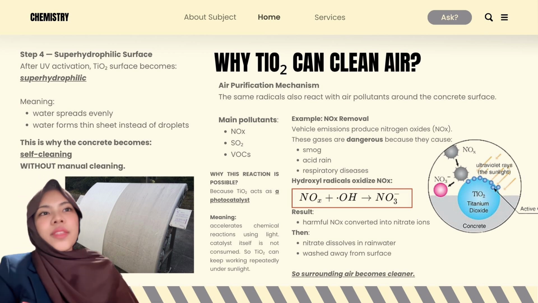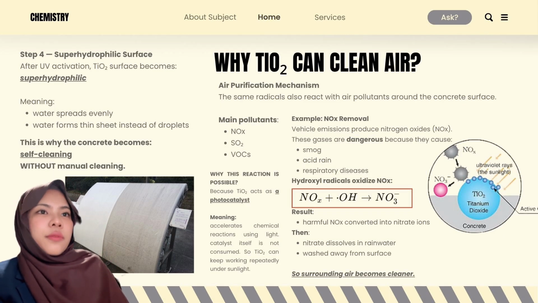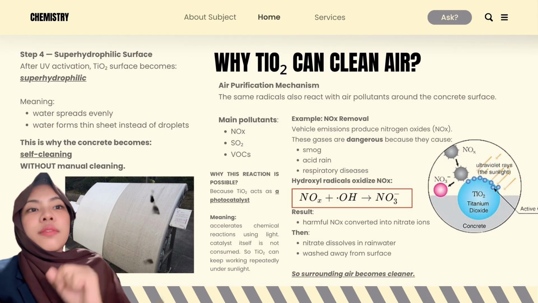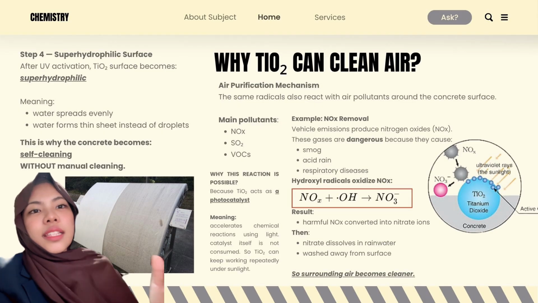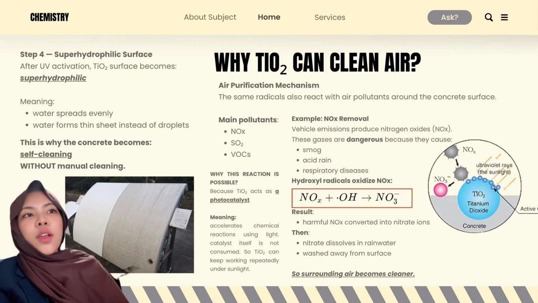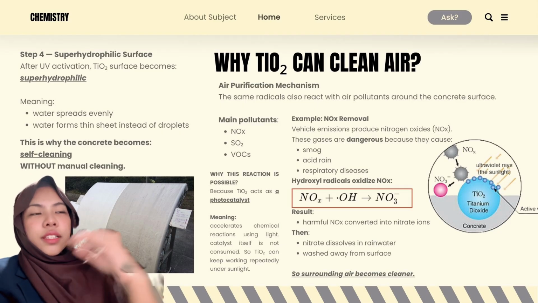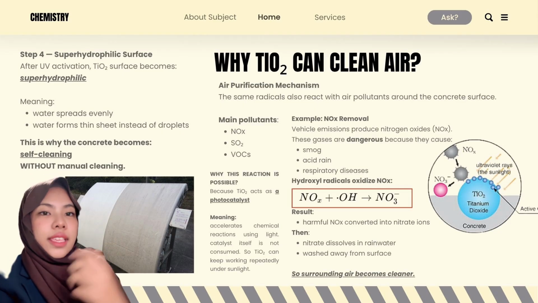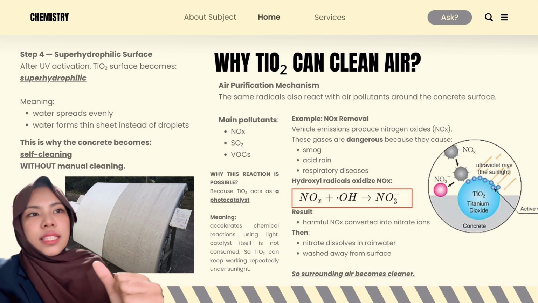So I will explain. The same radicals also react with air pollutants around the concrete surface. The main pollutants we know are NOx, SO2, and VOCs. This is very dangerous, and we take an example of NOx removal. Vehicle emissions produce nitrogen oxides. These gases are dangerous because they cause smog, acid rain, and also respiratory disease.